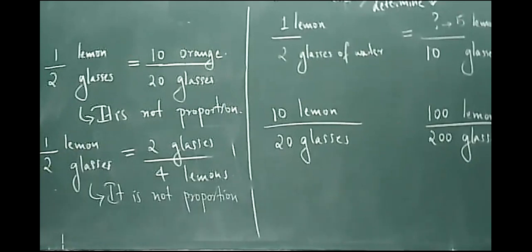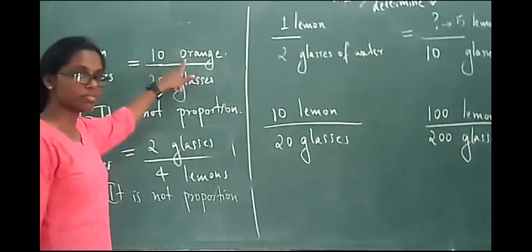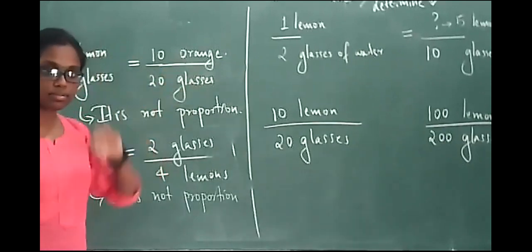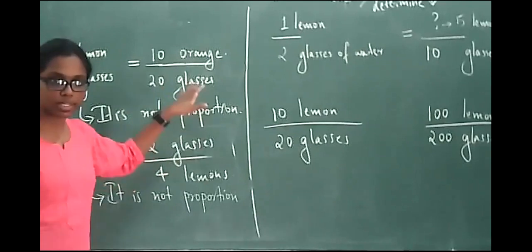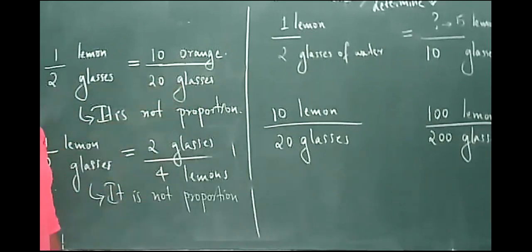Look, in the first one, it's 1 upon 2, which equals 10 upon 20. It's proportional. But we are talking about orange here, no? If you're not convinced with that, here is lemon juice and this is orange juice. This is the key. Now I understood. This is lemon juice and orange juice, a different thing altogether.